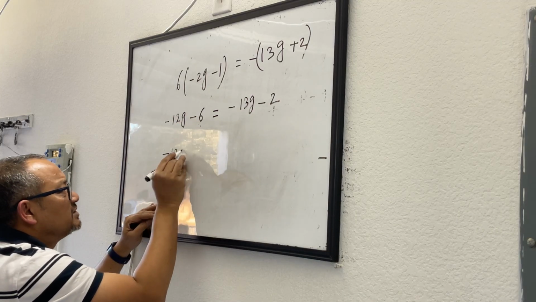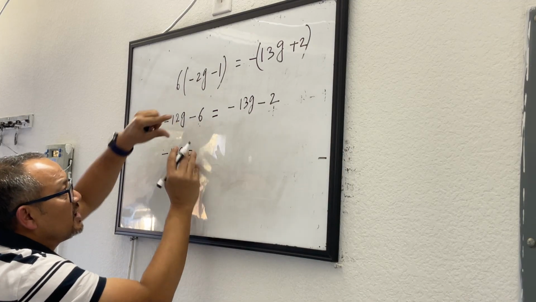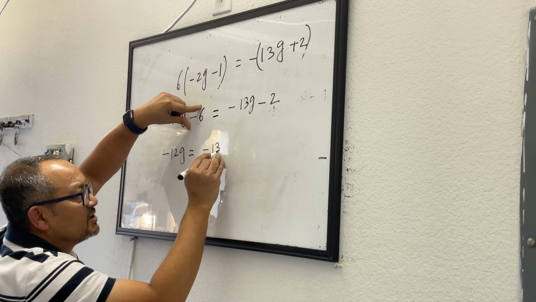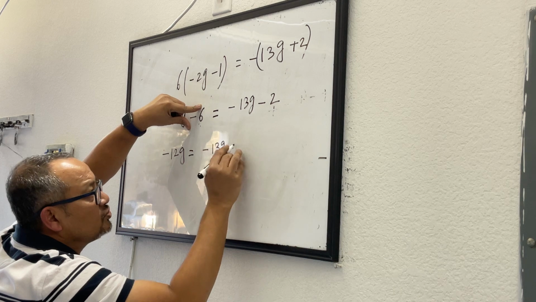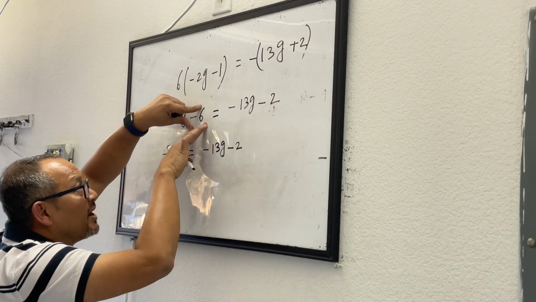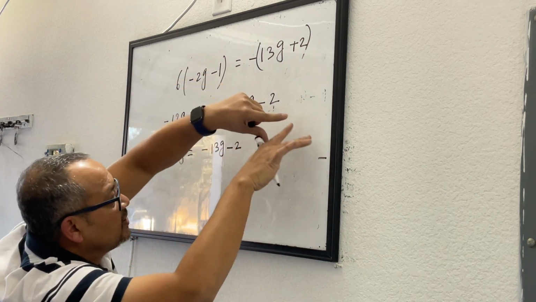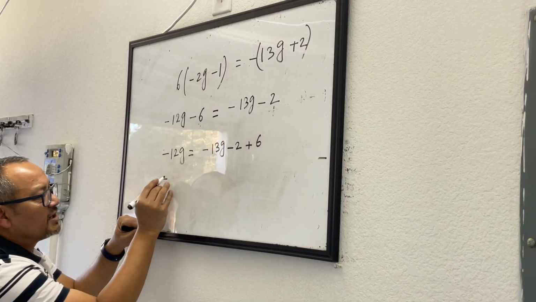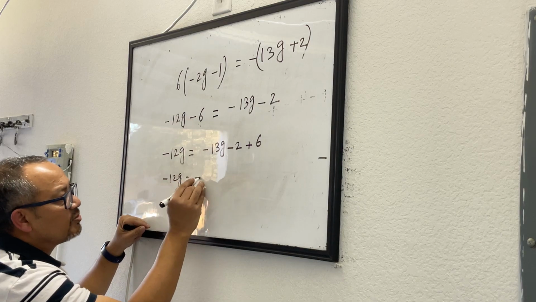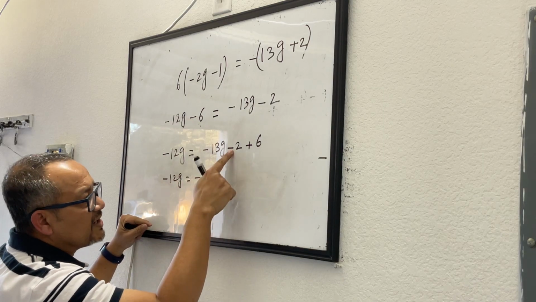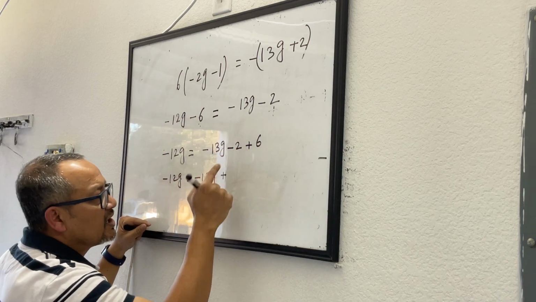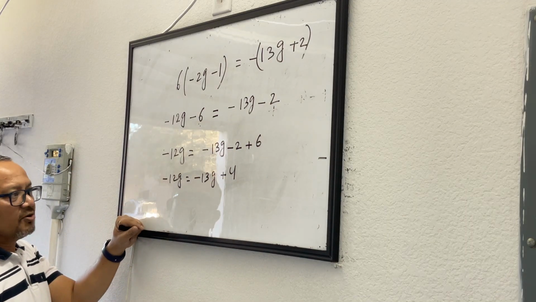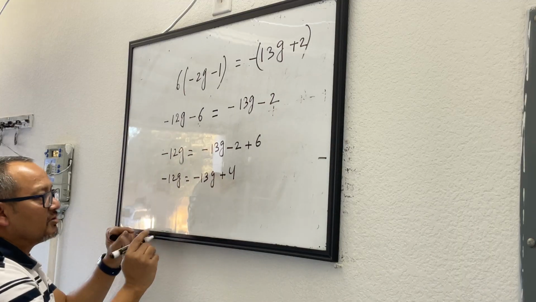Let's first move this number from this side to this side. So minus 12G is the only thing I'm leaving here, and this number travels across the border. So this is minus 13G, minus 2, and then this guy moves with a minus. Minus becomes a plus here. So plus 6. Okay. So minus 12G equal to minus 13G minus 2 plus 6, which is nothing but 2 negative, 6 positive, gives me 4 positive. Okay. This is looking simpler now.